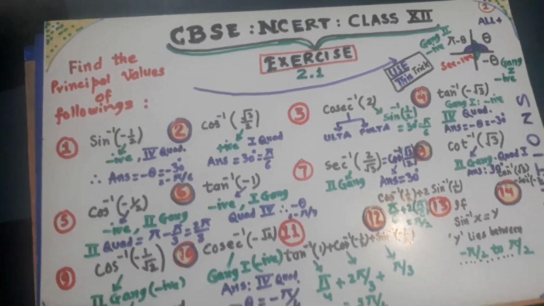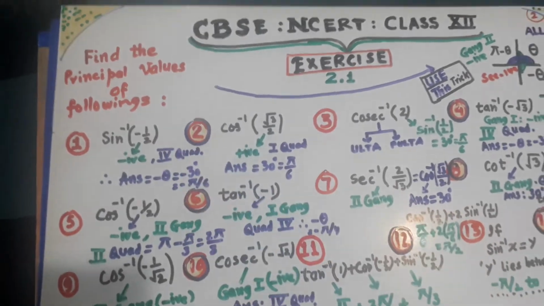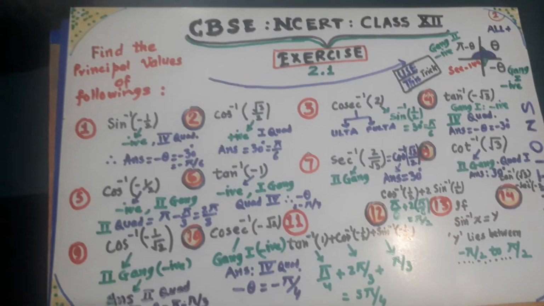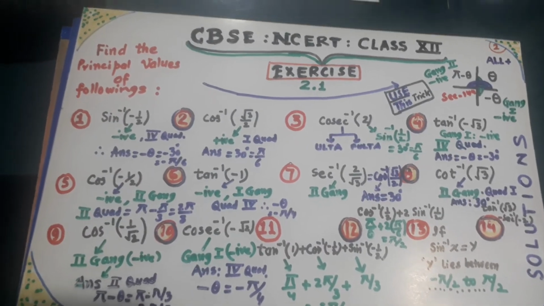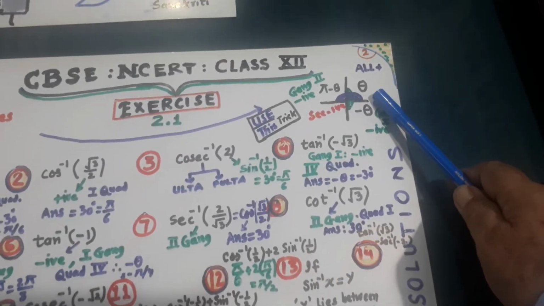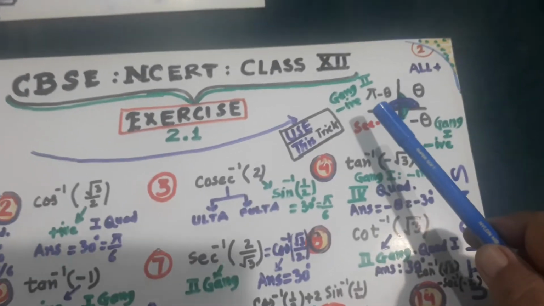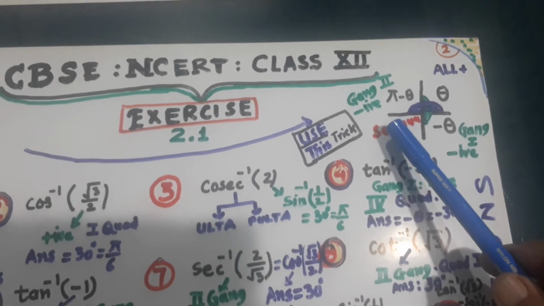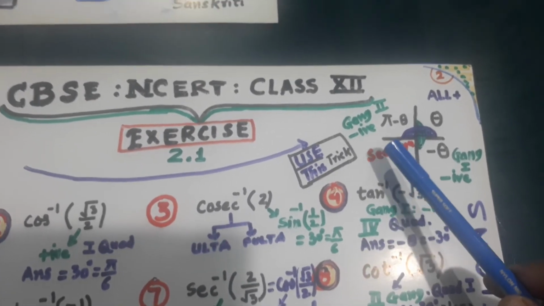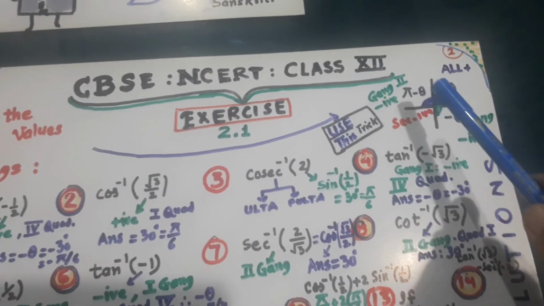And the questions are very, very easy. You only have to see, first of all, whether it is negative or positive. I have told you that these two gangs are positive in the first quadrant and the angle is theta. They are negative, the first gang in the fourth quadrant and the second gang in the second quadrant. And in the third quadrant we do not have to go. So the answer will always be among these three.